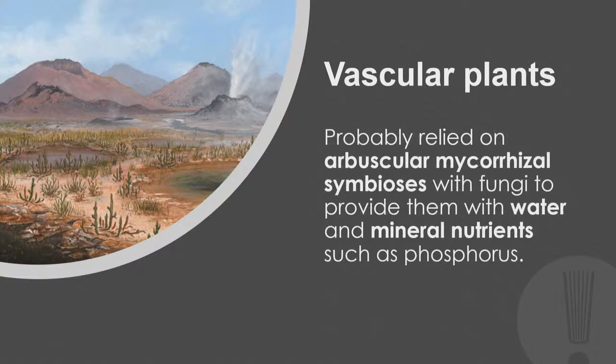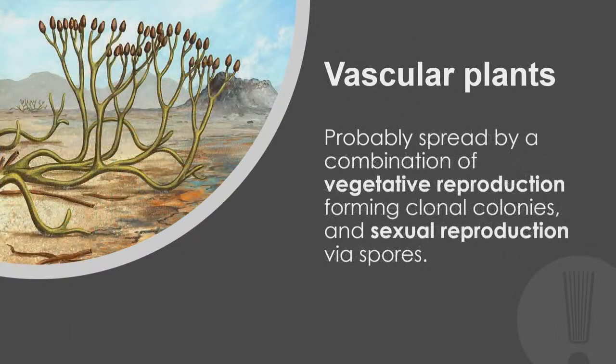They probably started to rely on arbuscular mycorrhizal fungi. These are fungi that get into the roots of the plant and form relationships that help pass nutrients from the soil to the roots and then to the plant, providing them with water and mineral nutrients such as phosphorus. And plants probably spread by a combination of vegetative reproduction, forming clonal colonies, and sexual reproduction with their spores.